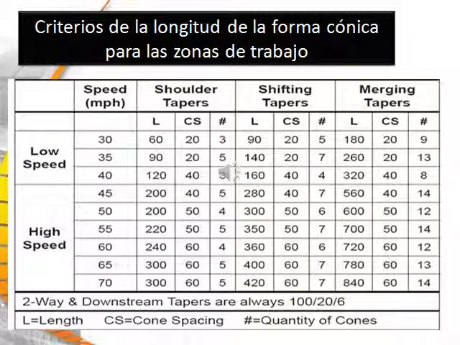The taper length criteria for work zones is dependent upon the speed, the shoulder tapers, the shifting tapers, and the merging tapers, and whether it is a low speed or high speed situation.